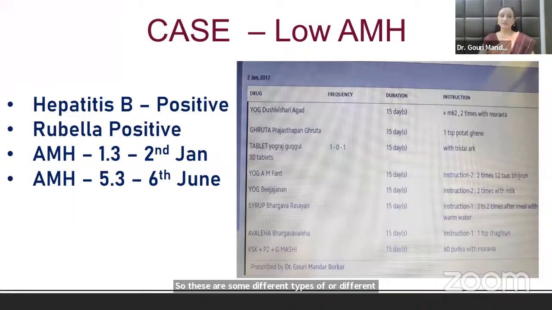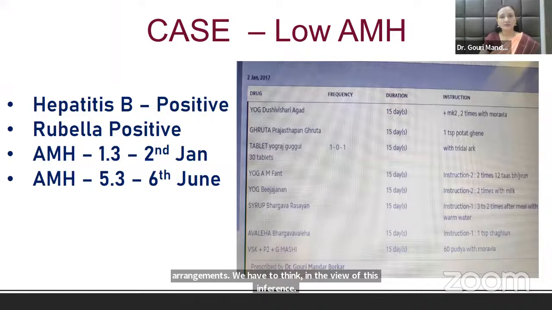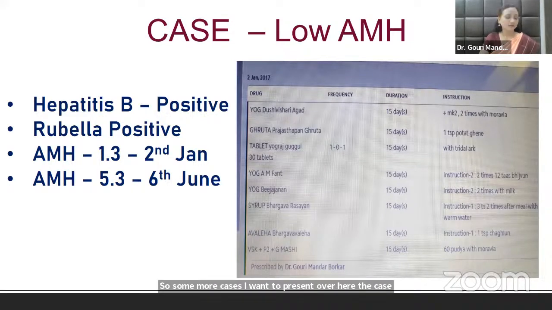So some more cases I want to present over here. The case of low AMH, normally nowadays, AMH is the main culprit for having the conception. When the patient is of infertile age, the AMH is at 50%, because if 100 ml, we can just consider 100 ml, then it is continuously depleting, and at fertile age it is 40%, and when the patient wants to conceive, that is over 25%.